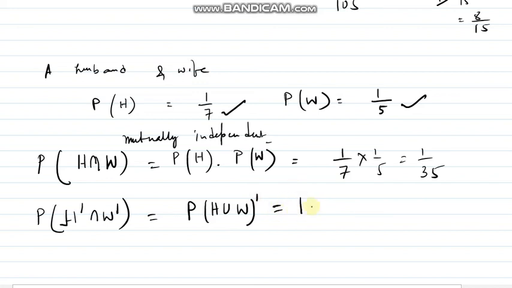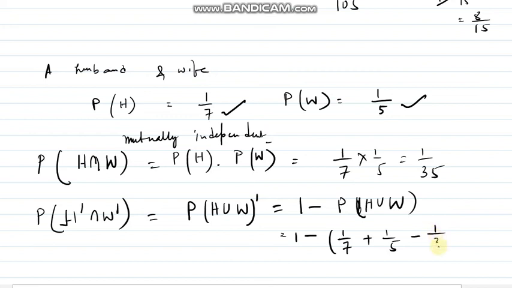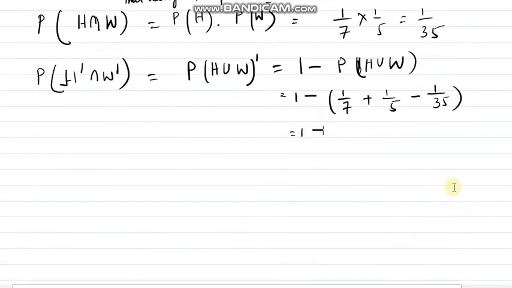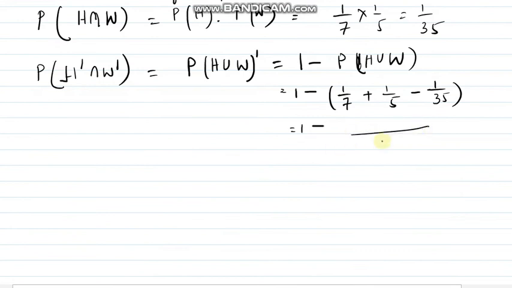union W complement, that is 1 minus probability of H union W, that is 1 minus probability of H is this, probability of W is this, and their intersection part is this. So 1 minus, if I further proceed for this sum, 35 LCM, 7 plus 5 minus 1, so 11, that answer will be 24 divided by 35, right?